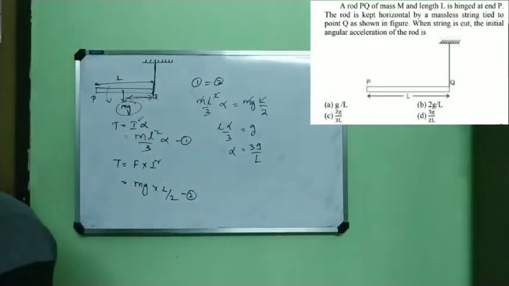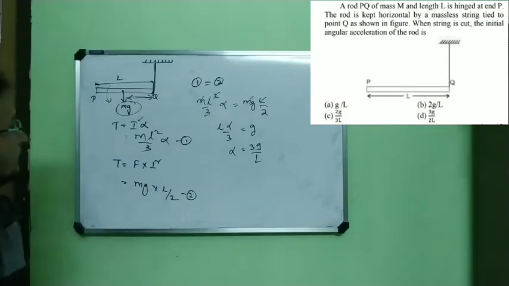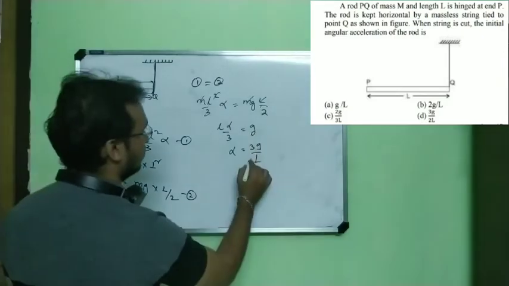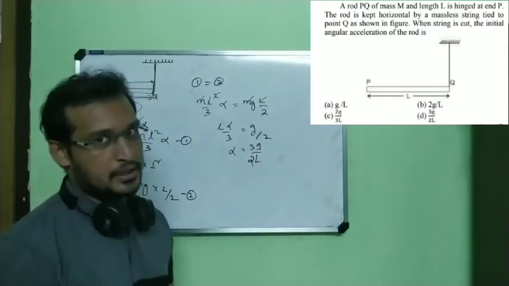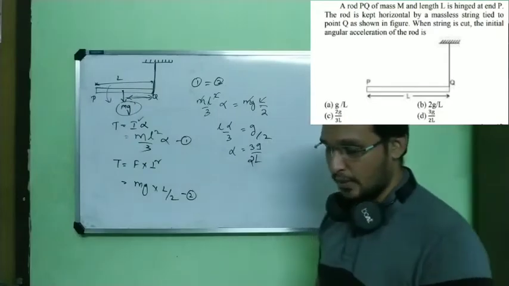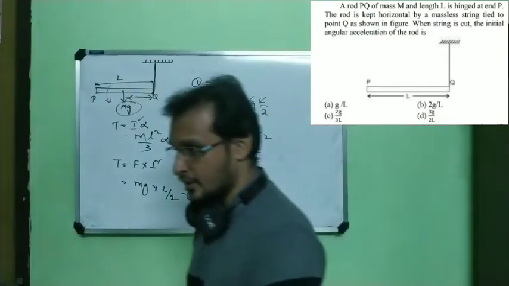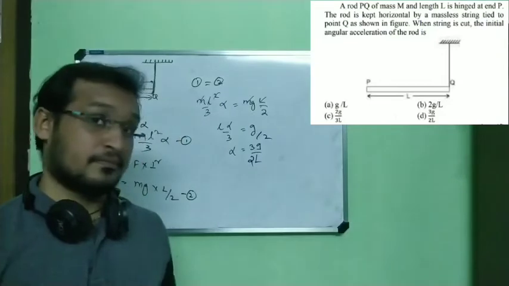Oh, sorry. There is a 2 here, g by 2. So 3g by 2L. Now okay. So what's the answer? 3g by 2L. Option D. Correct? Nice question, no? Take a screenshot.